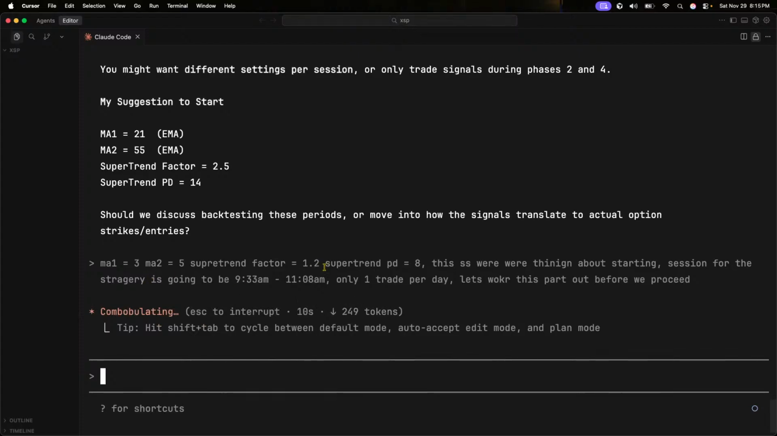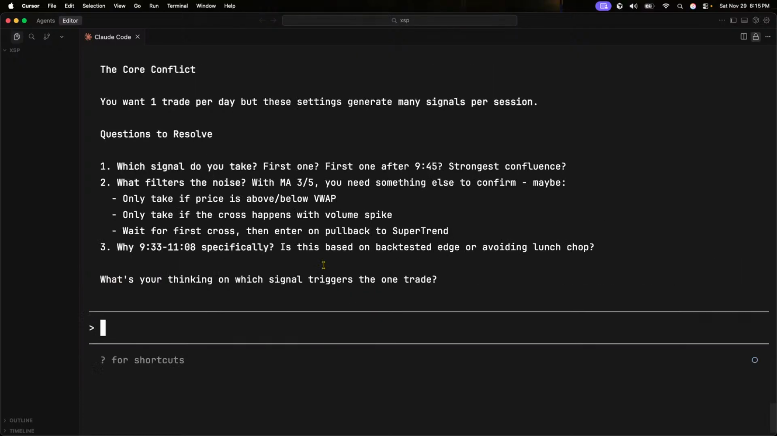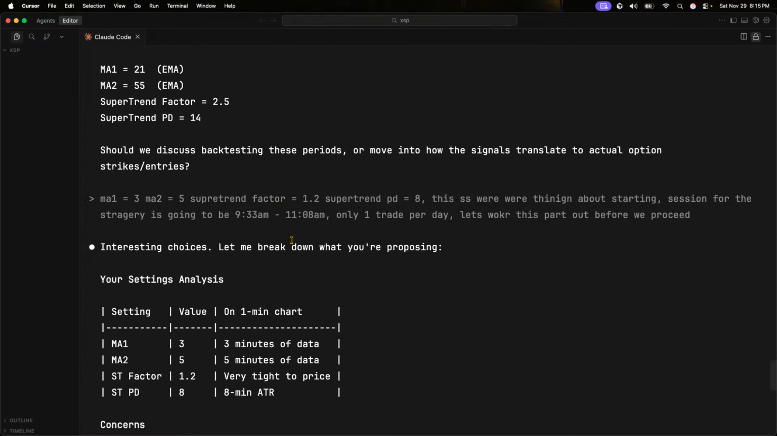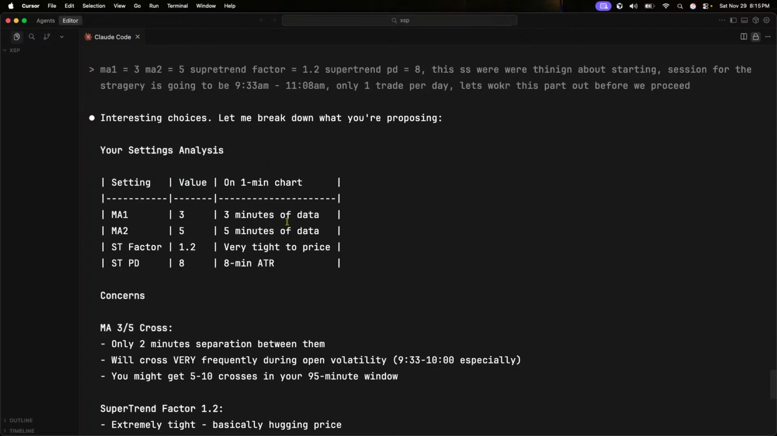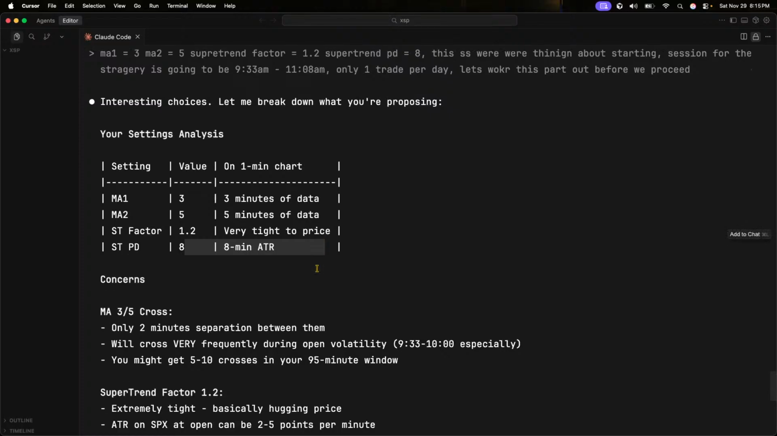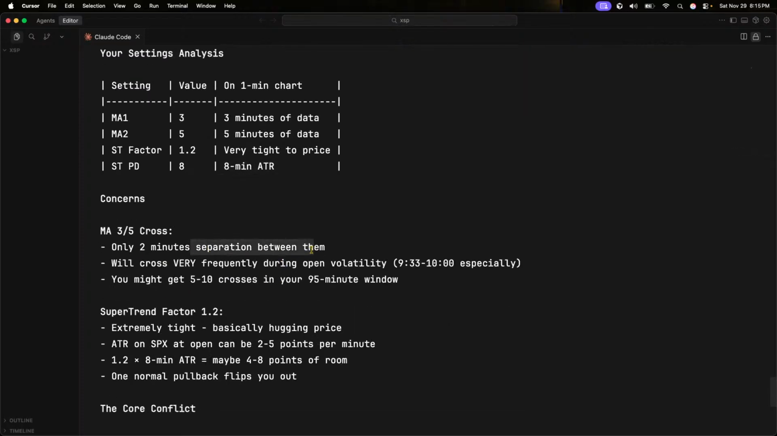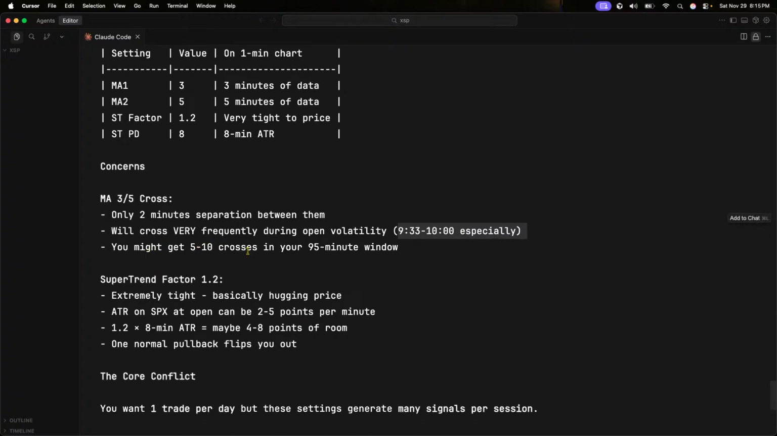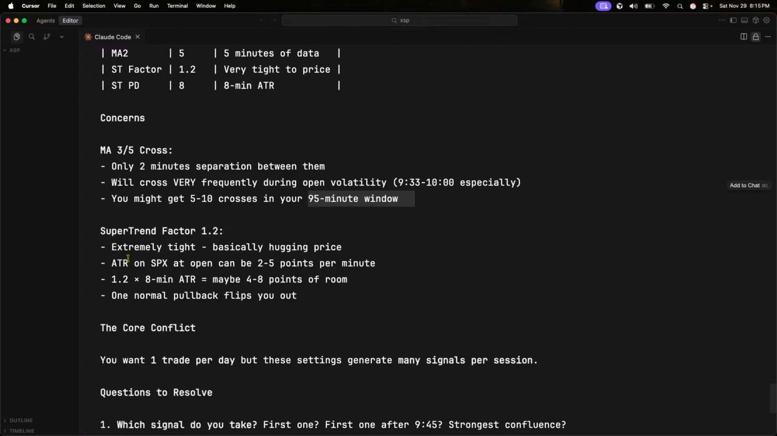All right, interesting choices. Let me break this down. 3 minutes of data, 5 minutes of data, very tight to price. Okay, I need you to explain that part. 8 minutes of average true range. So only 2 minutes separate them. They will cross very consistently during very volatile markets, 9:33 to 10 a.m. especially. You might get 5 to 10 crossovers in your 95-minute window. Extremely tight, basically hugging the price, the ATR.